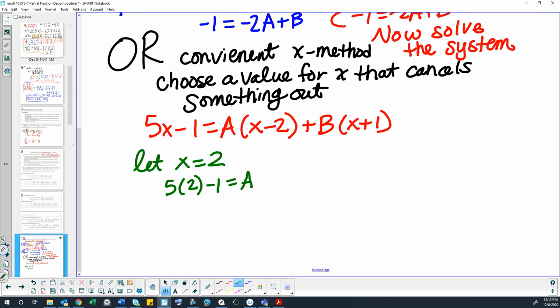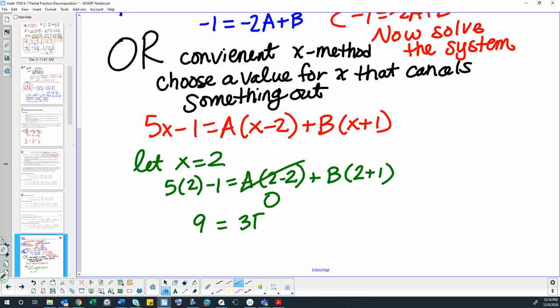What happens if I let x equal 2? Why did I choose 2? What happens to the a value? This is 0. That means 5 times 2 is 10 minus 1, that's 9, equals 2 plus 1 is 3, so 3b. What does b equal?